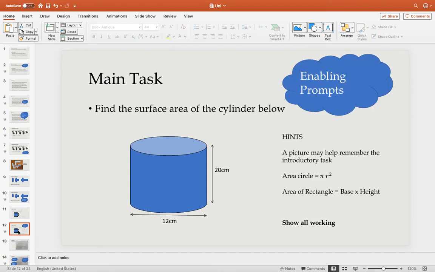If they needed a hint, an enabling prompt, these were the hints that I verbally said. Look, if you're having trouble, a picture may help. Remember the introductory task, linking it back. And then I also gave them the area of a circle and the area of a rectangle.